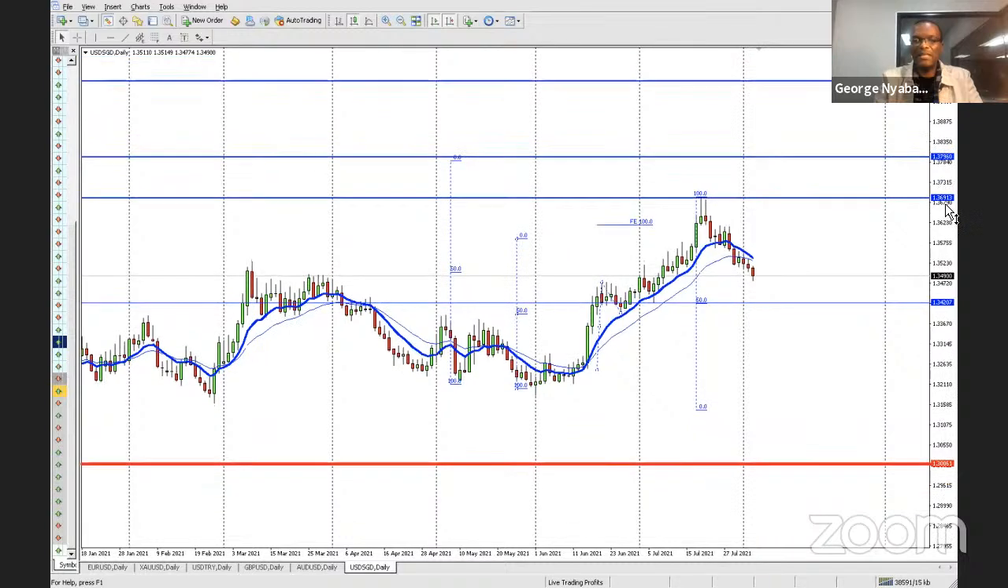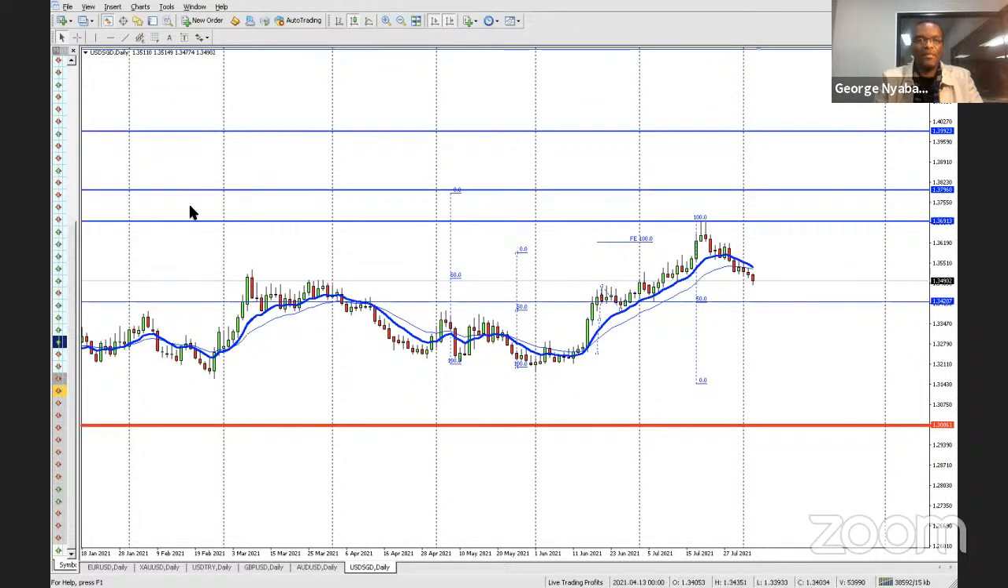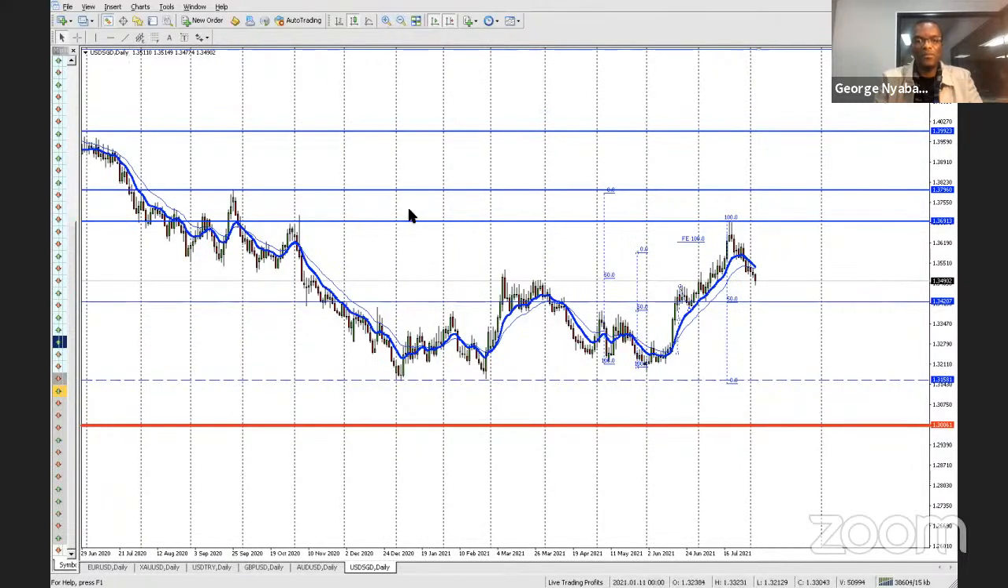USD. Okay, there is a low here. It's almost a measured move low, so we can leave it to the dotted lines. Okay, but you also see that's a low of 2021. So that's a huge magnet.